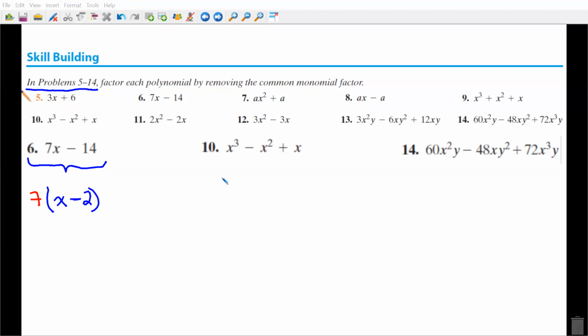Exercise 10, guys. Greatest common factor? X. X by itself. Okay, and now I'm going to have what? X to the second power. X times what equals negative x squared? Negative x. Negative x, very good. And x times what is equal to x over here? 1. Okay, now guys, can I factor this?